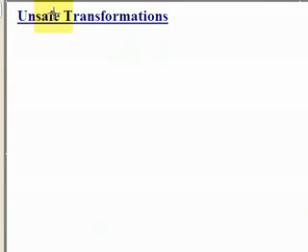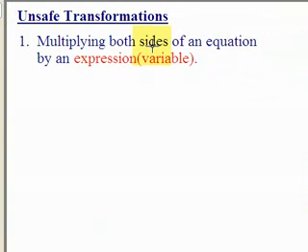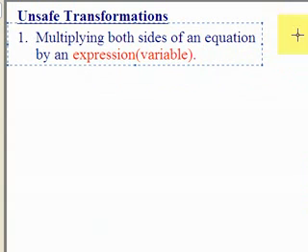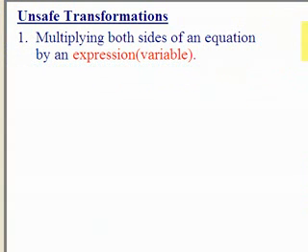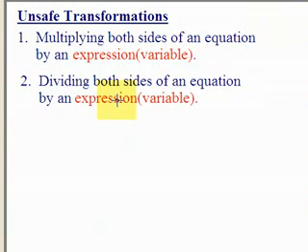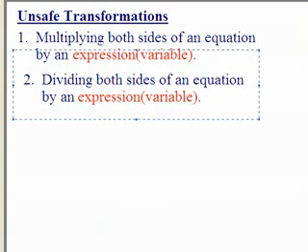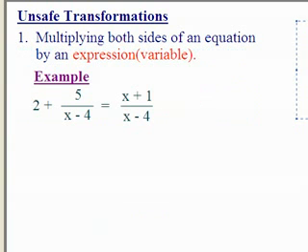Unsafe transformations involve multiplying and dividing both sides, not by a number, but by a variable or an expression. These two situations may create problems, and I want to look at each situation individually. So if we multiply or divide both sides of an equation by an expression or a variable, we can run into problems, and so we must be very careful.